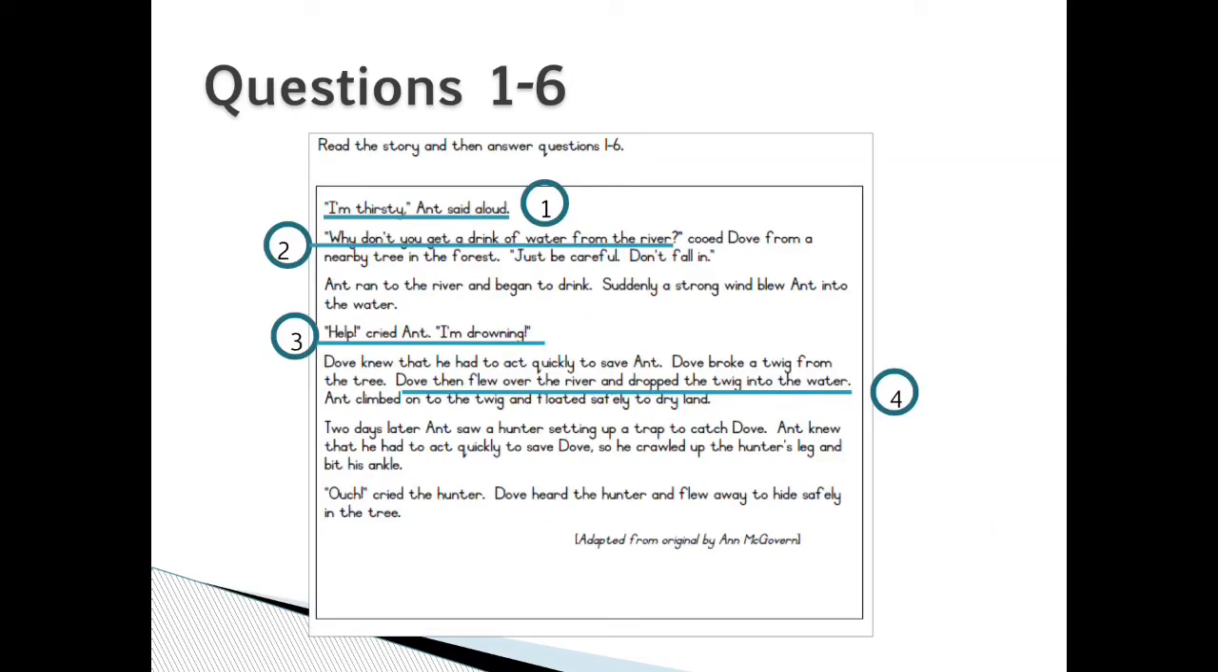Question 4. The correct order. I'm thirsty, Ant said aloud. Why don't you get a drink of water from the river? Help! Cried Ant. I'm drowning. Dove then flew over the river and dropped the twig into the water.